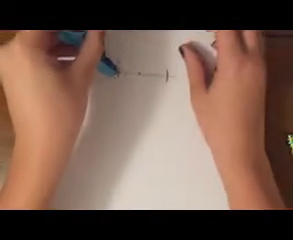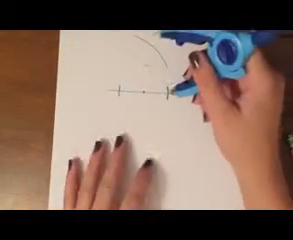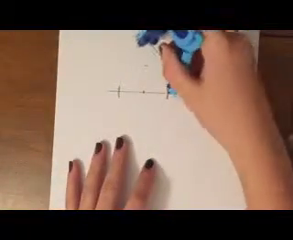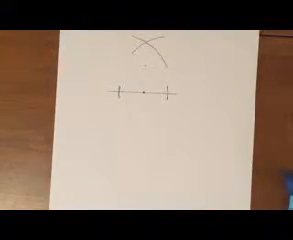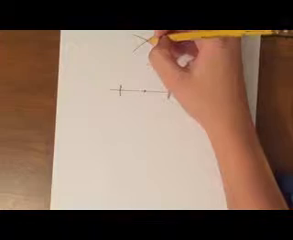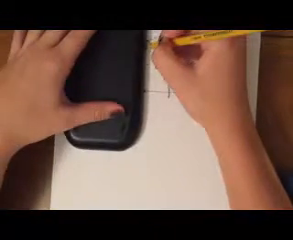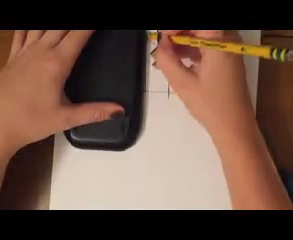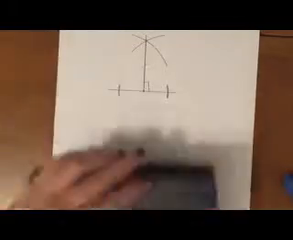And where they intersect the line, draw an arc above the line. And do the same on the other side, just like we did in the angle bisector. And now connect the two. The 2 lines form a right angle, which is a perpendicular line.